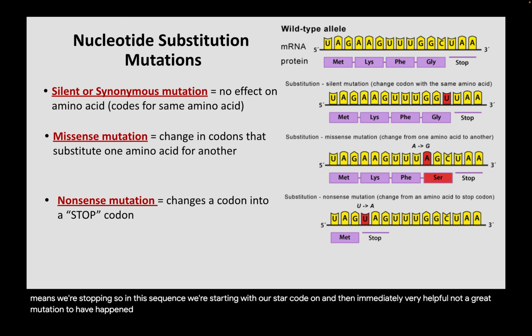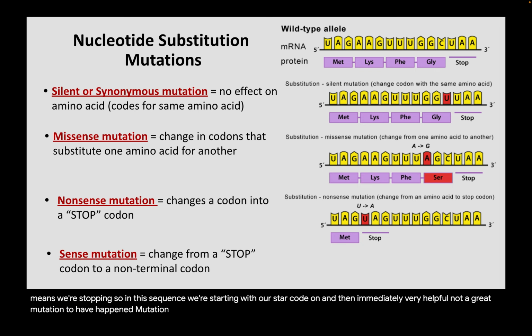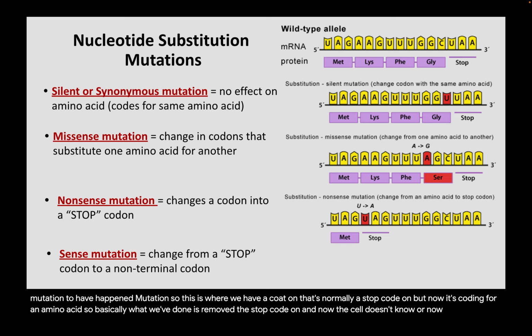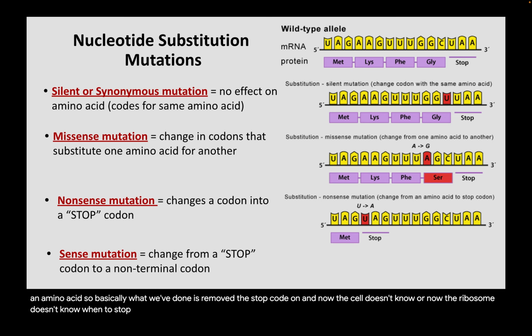Our last mutation for a substitution is a sense mutation. This is where we have a codon that's normally a stop codon, but now it's coding for an amino acid. So basically what we've done is we removed the stop codon, and now the ribosome doesn't know when to stop translating. I don't have an actual image to accompany this one here, but we would just keep reading the mRNA with no stop codon in sight. So these are all types of substitution mutations.